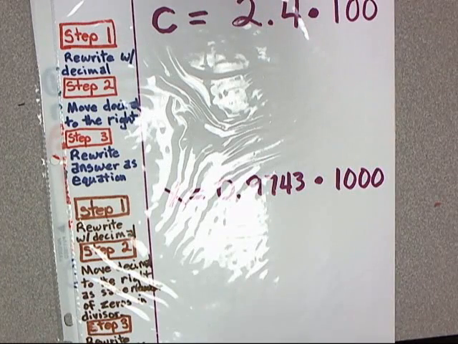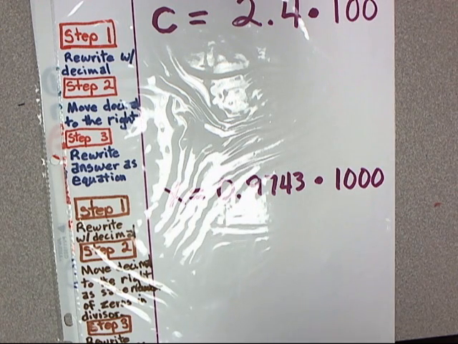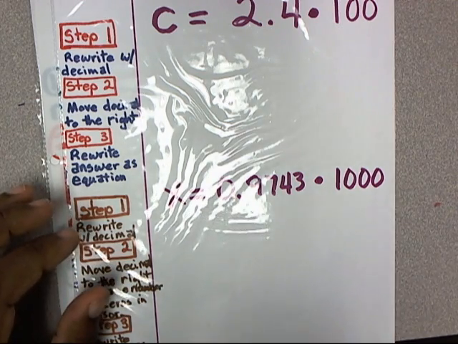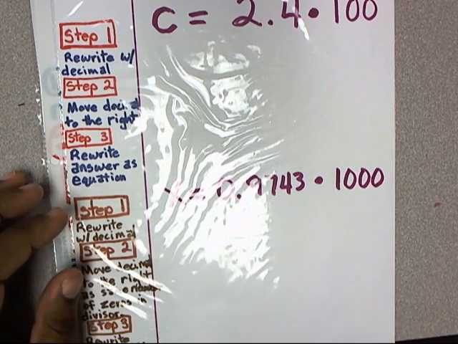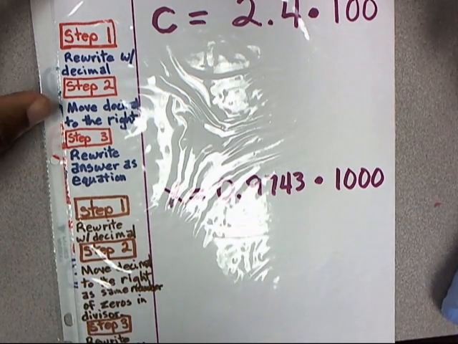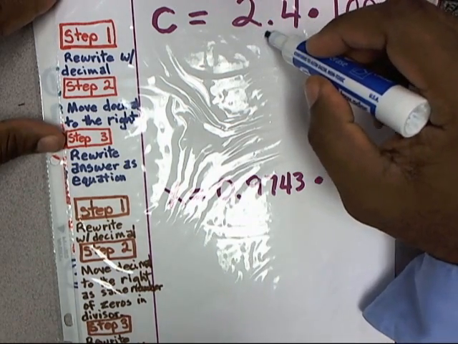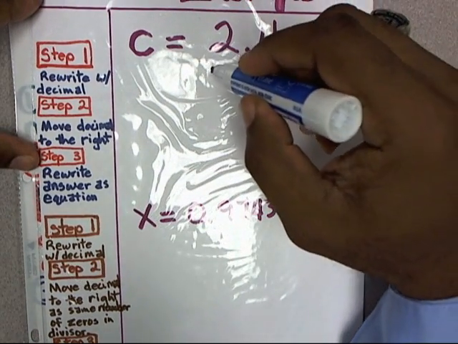Alright, now we're going to work some problems out. We're going to work some examples. I want you to work along with me. Be sure to write it on a sheet of paper. You may pause the video so you can write it on that sheet of paper. Step number 1, we're going to rewrite with decimal. So we're going to rewrite this number with a decimal.